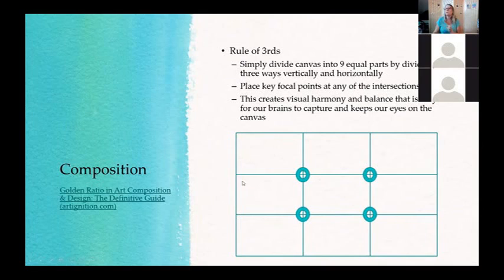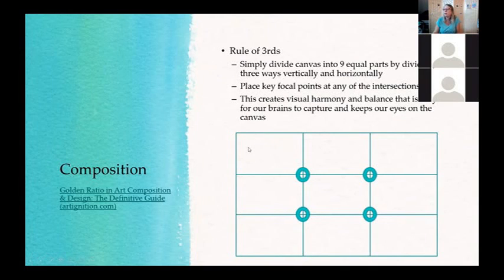What we want to do as artists is draw attention to our artwork, and we want to keep the viewer's eyes on our page. We don't want them to move on to the next thing. We want to keep them intrigued and keep their eyes in the piece. So we want to put the key elements in these sweet spots where the intersections happen.